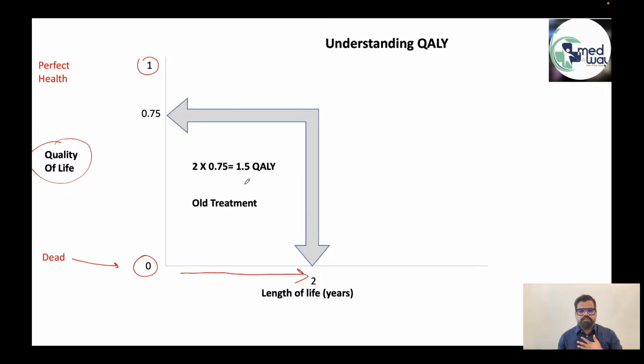So I am suffering from disease. I am taking an old treatment. This treatment is helping me to increase my length of life by 2 years. And my quality of life is 0.75. So my number of QALY is 2 into 0.75, 1.5 QALY.